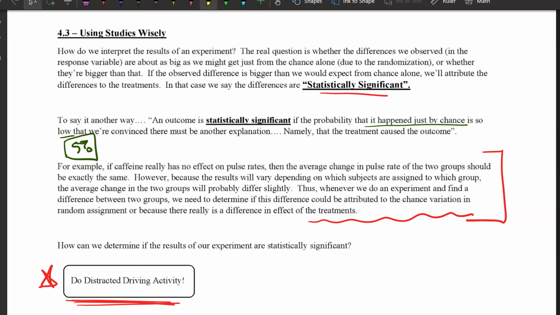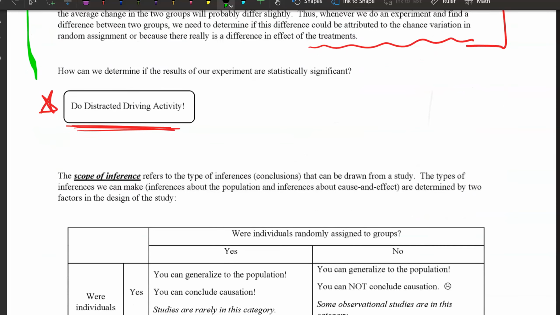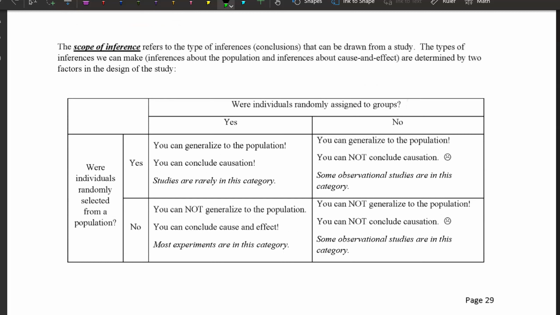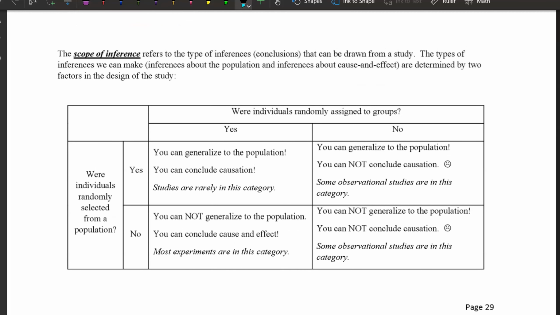So section 4.3 is actually a fairly short section, and I even started the notes on the last video. So if you're wanting to hear discussion about statistically significant, you need to watch video 4.2H. I'm just going to finish this up with scope of inference. This will be the last video in chapter 4.